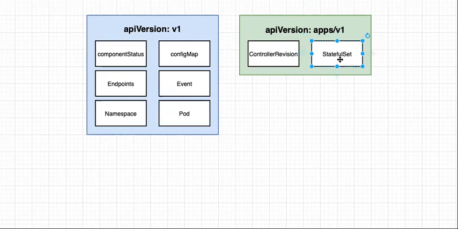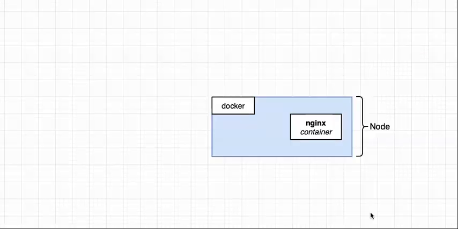So if you have to deploy these kind of resources, then you will have to specify the appropriate API version while writing your config. Only then are you going to be able to run it. Now next comes your pod. So what is a pod?